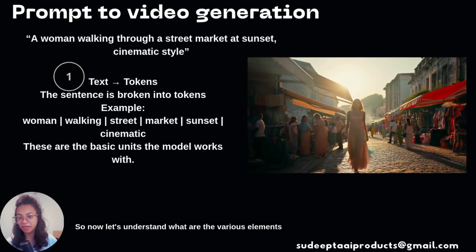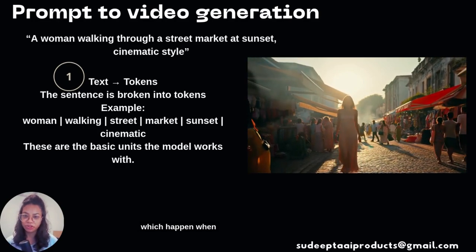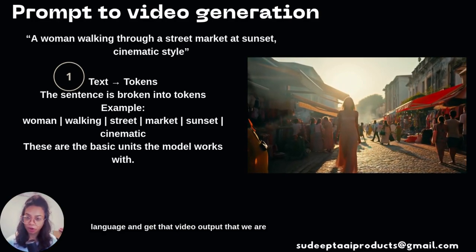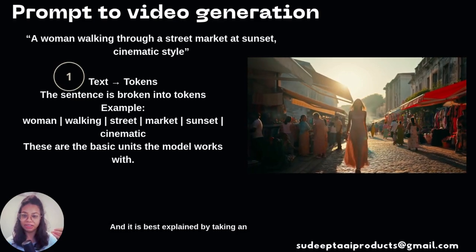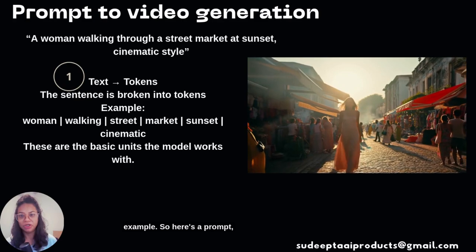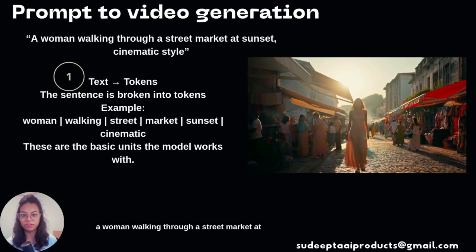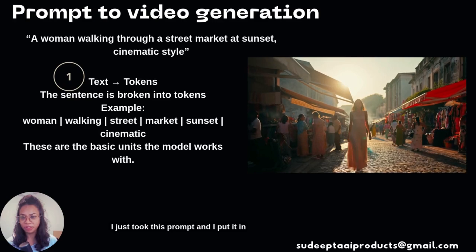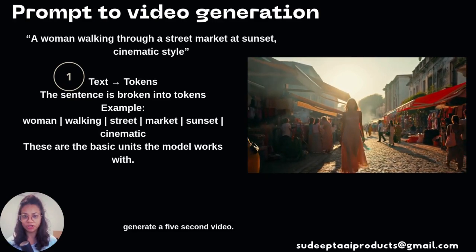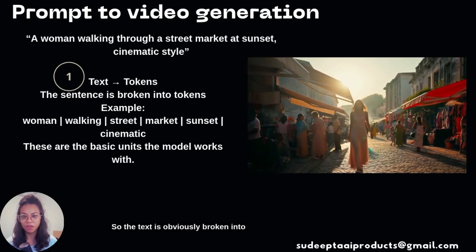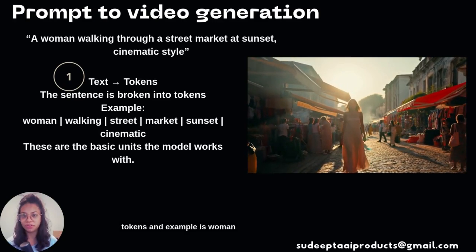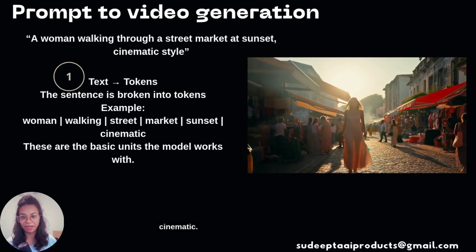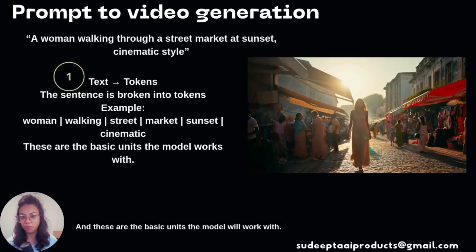So now let's understand the various elements which happen when we type that prompt in natural language and get the video output that we are looking for. And it is best explained by taking an example. So here's a prompt: a woman walking through a street market at sunset, cinematic style. I just took this prompt and put it in Canva AI to generate a 5-second video. So the text is first broken into tokens, for example woman, walking, street market, sunset, cinematic, and these are the basic units the model will work with.